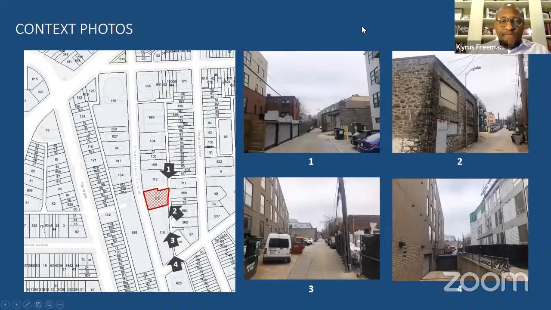These are pictures of our site from the alley, which is to the immediate east of our site. Picture 1 shows the rear of the existing building. That's from the alley looking south. Picture 2 shows another view of the building. And then again, 3 and 4 views north up the alley. Next slide, please.